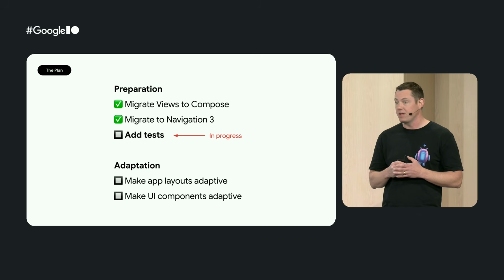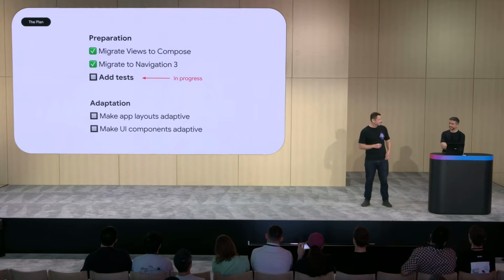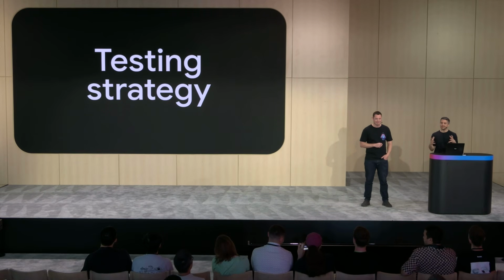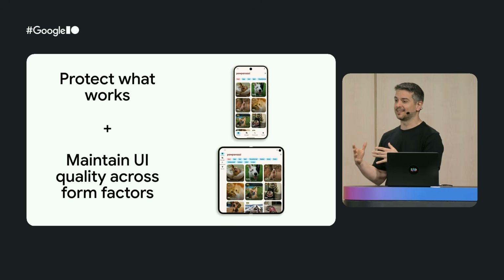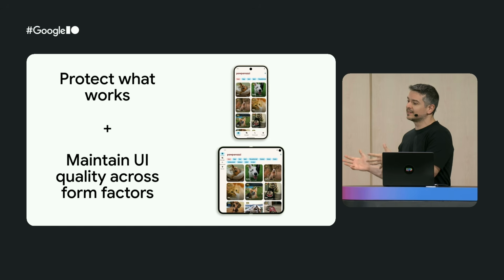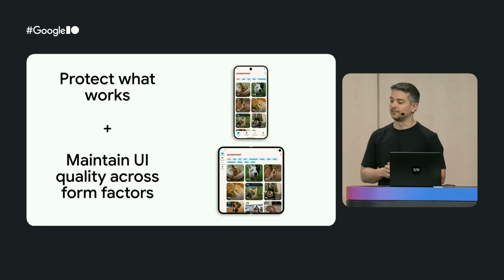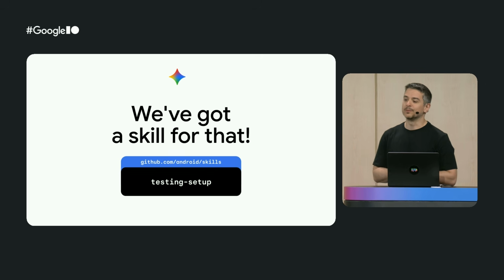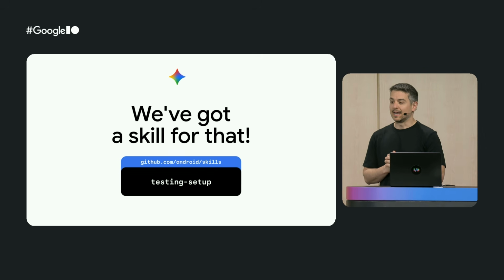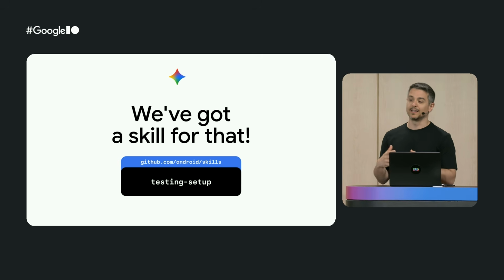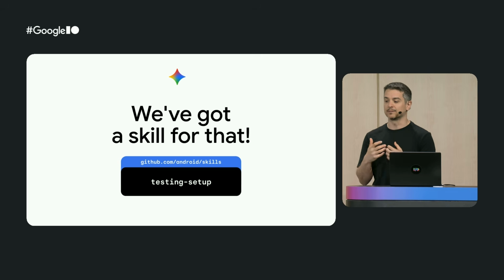And the next stage would be testing. So, all right, glad you asked. So any big change, any change really, needs a solid testing strategy. It's important to make sure that we don't break anything that already worked. And while we're at it, we'll add tests to make sure that the new features work across all the form factors. So first, we're going to make sure that we have a good testing strategy. And guess what? We have a skill for that. The testing setup skill is an opinionated way to add multiple types of tests to your app, and it's a great way to get started.